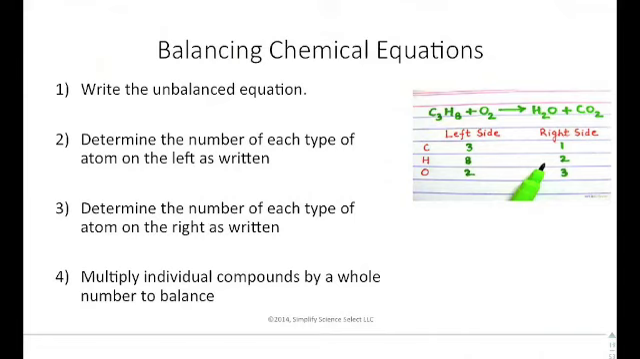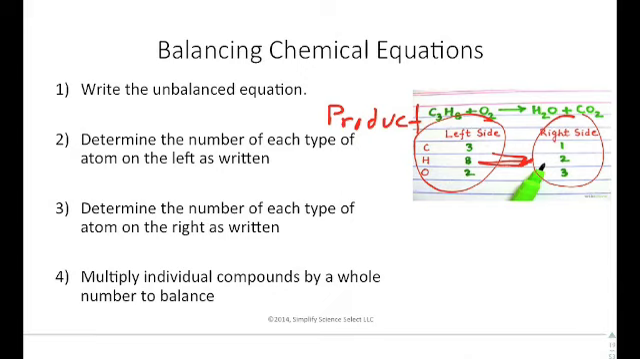So we start off with the idea of balancing an equation. The first thing you need to do is write an unbalanced equation, the actual equation that predicts the product. We'll talk about predicting products later, but you predict the product. Once you've determined how many atoms there are of each type, you set it up as a left side and a right side. Then you look for what you can do to multiply these values out so that you have the same number on both sides. You have to multiply them by a whole number.